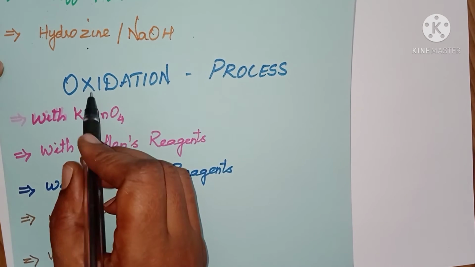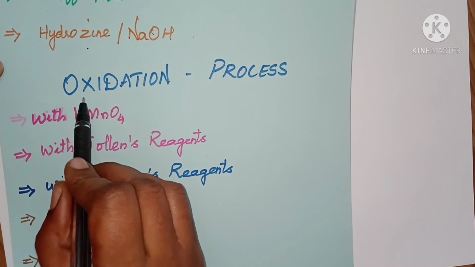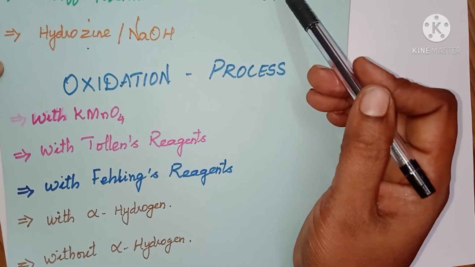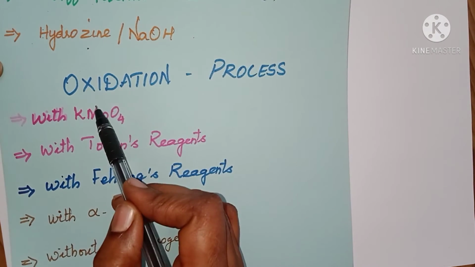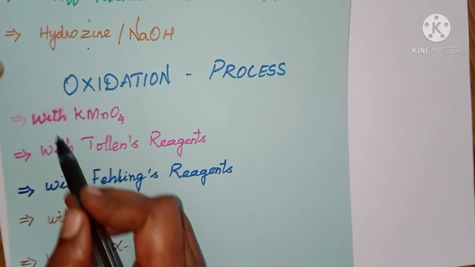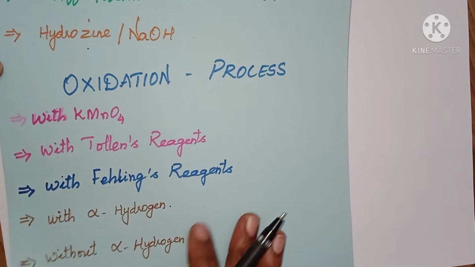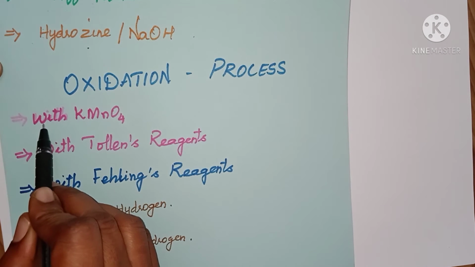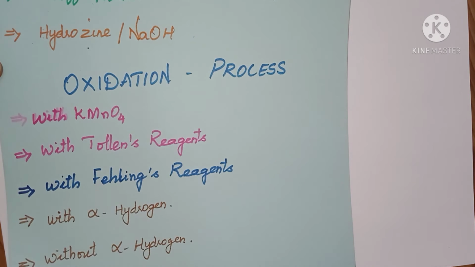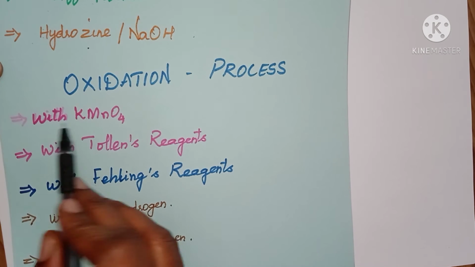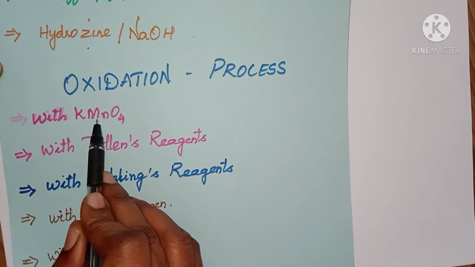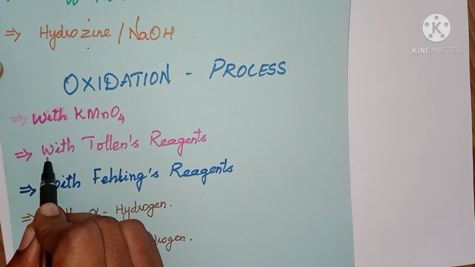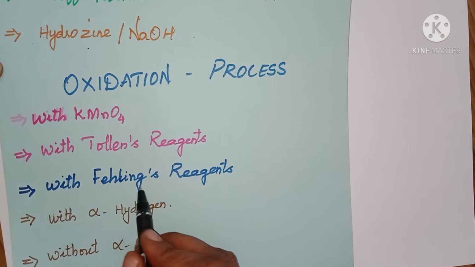The next one we are going to check is the oxidation process. So long we have seen the reduction process. Now we are going to see the oxidation process. There are 5 reactions available. In that, the oxidizing agents, you know very well. What are the oxidizing agents? Number of things you can tell. Among them, one is potassium permanganate, KMnO4. Then second, Tollens reagent. Then third, Fehling's reagent.